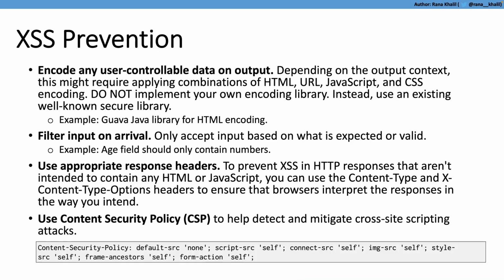And that is it when it comes to XSS prevention. So the things that you absolutely should be doing is encoding any user controllable data on output and filtering input on arrival. But as defense in-depth mechanisms, you could also use the appropriate response headers to restrict the format of your responses, and then you could also use the content security policy header to restrict where scripts, images, and resources are loaded from in the application.